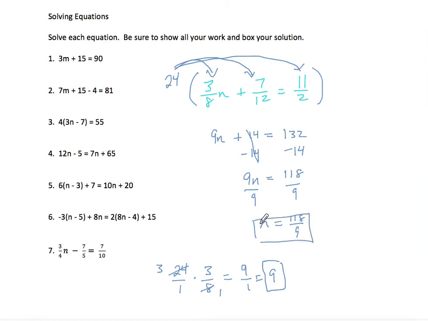It's embarrassing. All right, anyway, so that's it. Just follow these examples, get these 7 equations done, box the answers, take a picture of it, and send it my way.